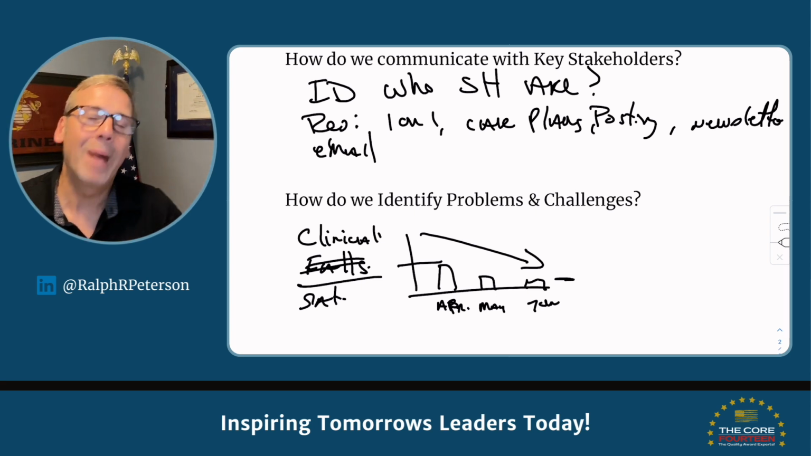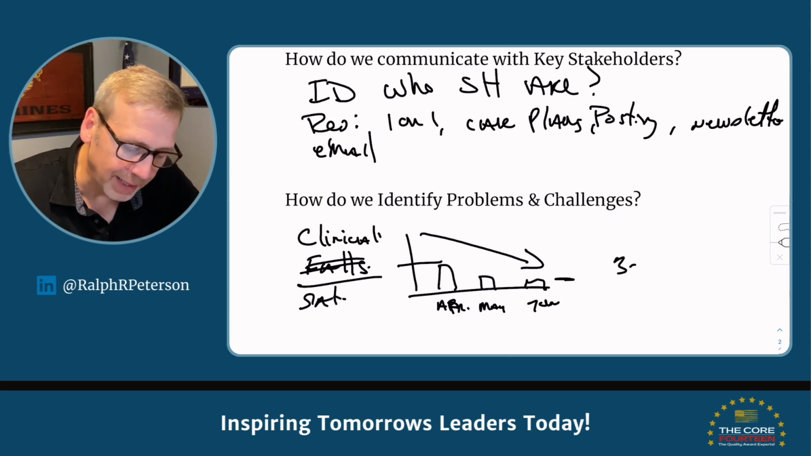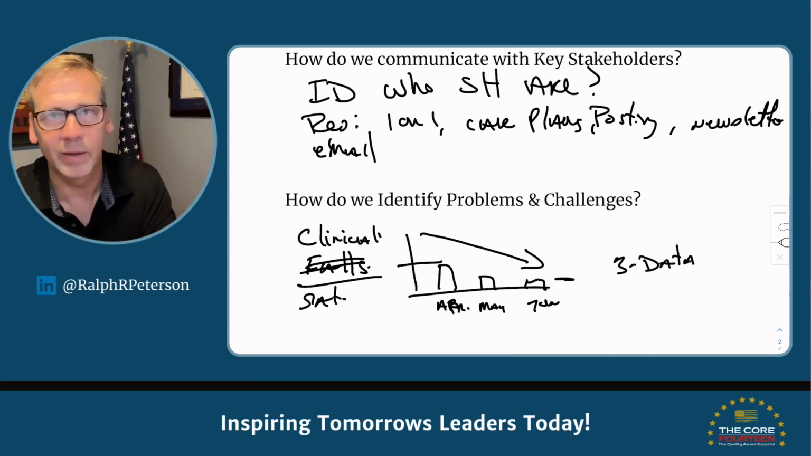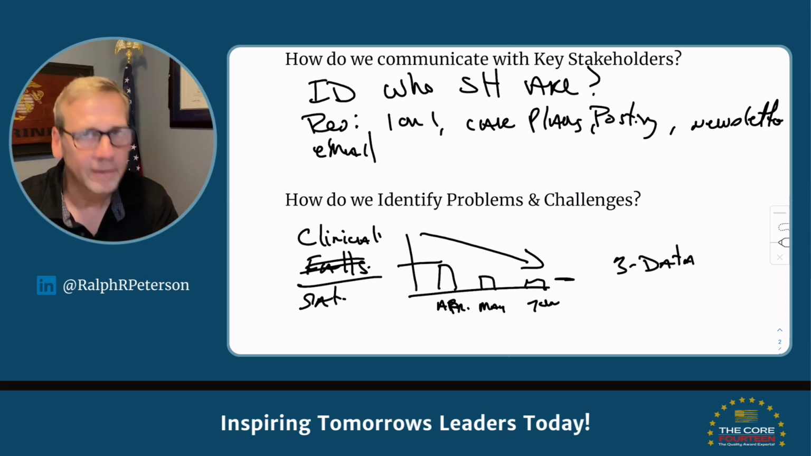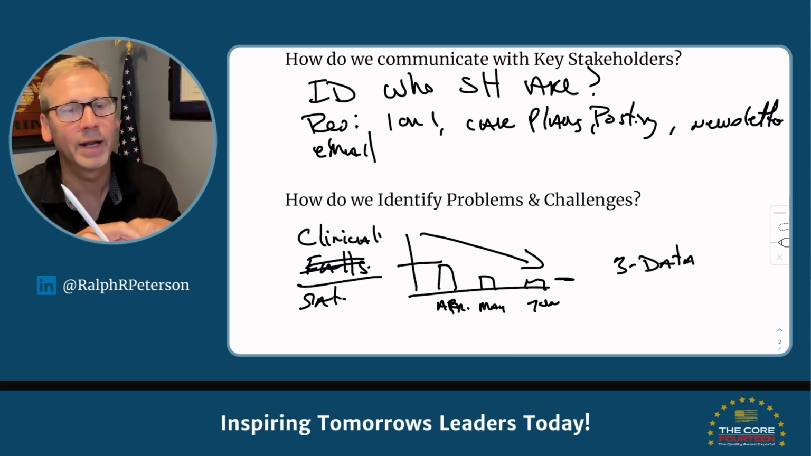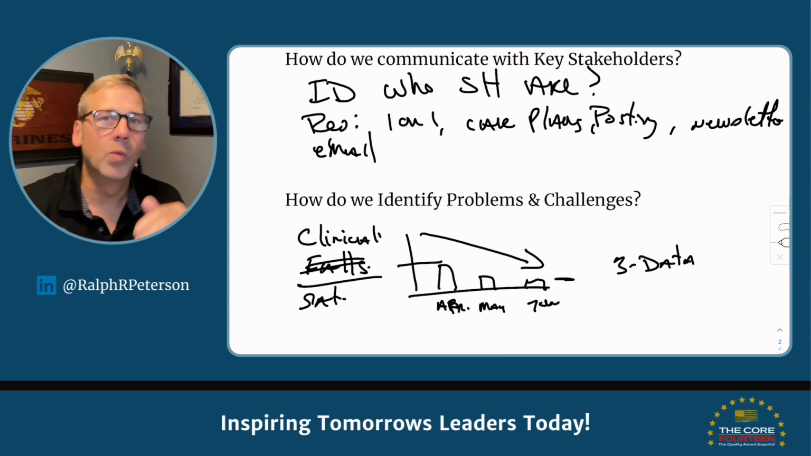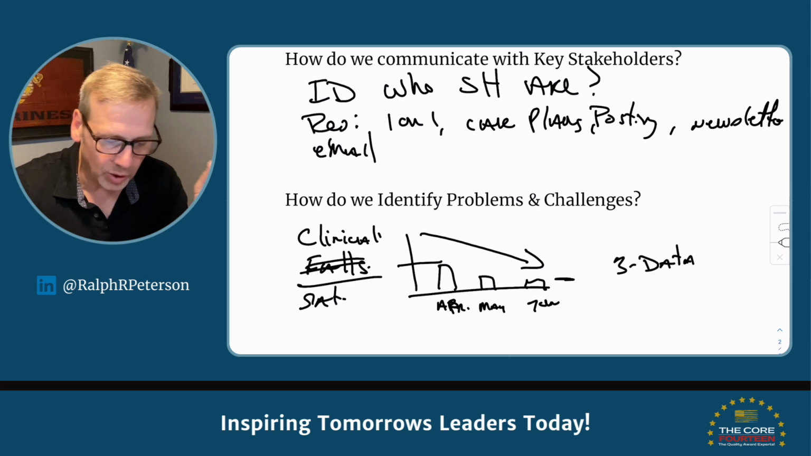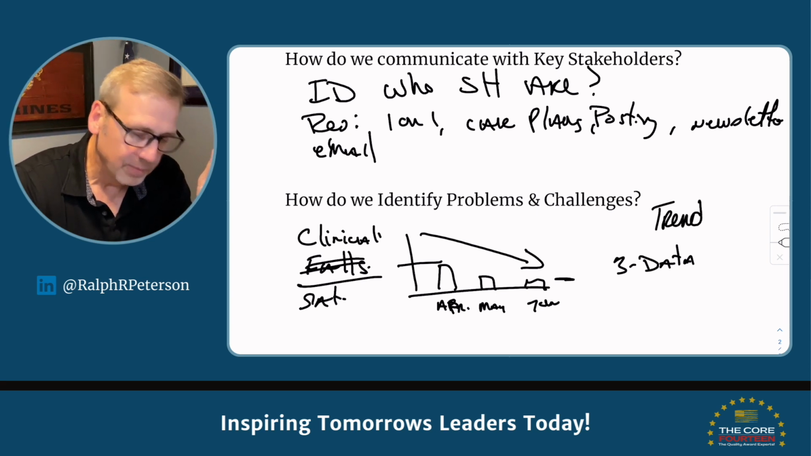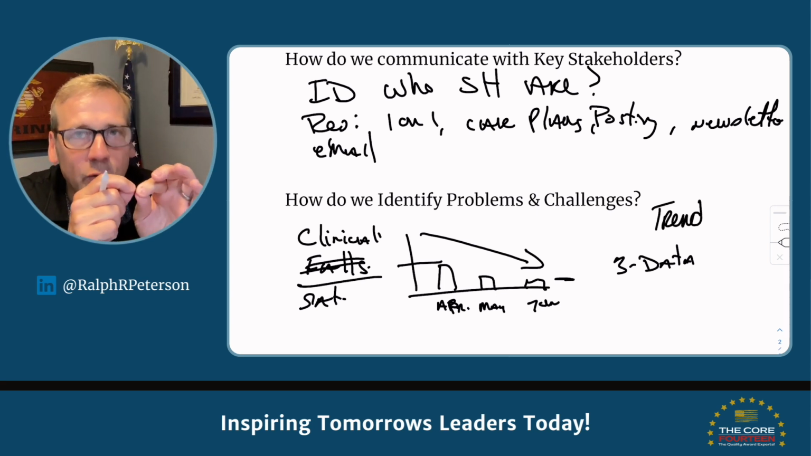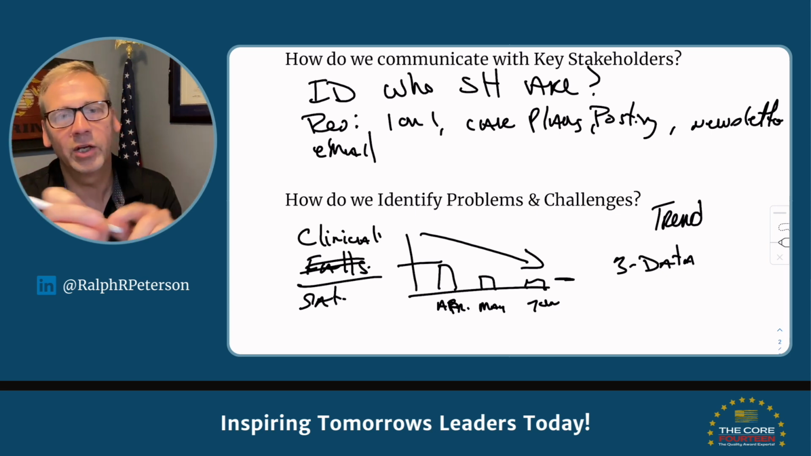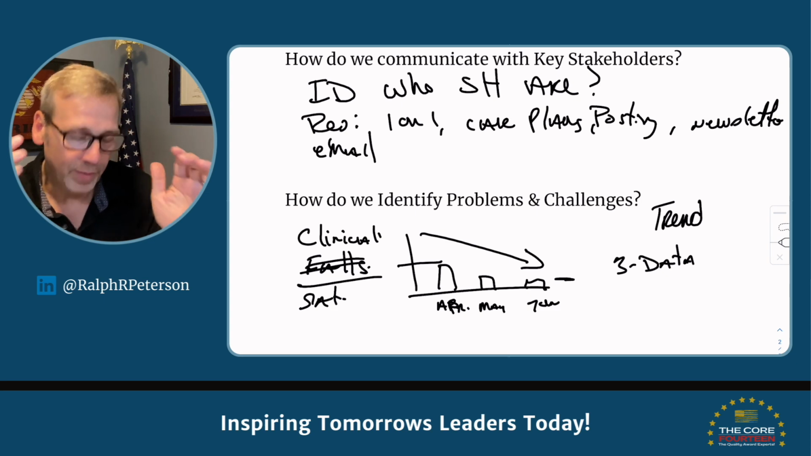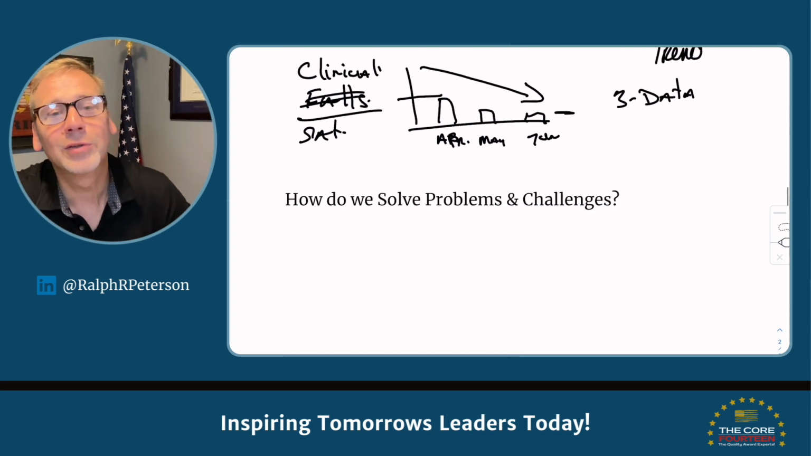And so by trending, and you need at least 3 data points, keep that in mind, 3 points of data, could be 3 days, 3 weeks, 3 months, 3 quarters, 3 years, however often you're tracking your data. That is what you're looking for. You're looking for what we call trends. You want to see how you are trending. By identifying your trends, you're going to be identifying your problems and your challenges. Hope that makes sense.